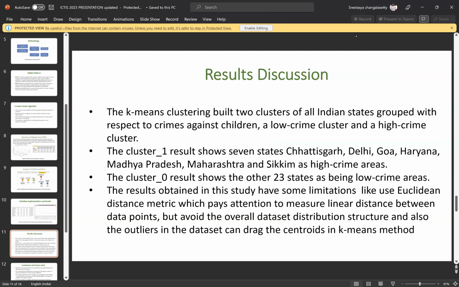Cluster 1 shows 7 states, namely Chhattisgarh, Goa, Delhi, Haryana, Madhya Pradesh, Maharashtra, and Sikkim. And these were all classified as high crime areas, whereas cluster 0 showed the other 23 states as being low crime areas. So some limitations on our study include the fact that we use the Euclidean distance metric, which pays attention to measure linear distance between data points, but the overall data set distribution structure is avoided. So outliers can drag these centroids around for the K-means algorithm. And we did have some outliers, for example, Delhi.